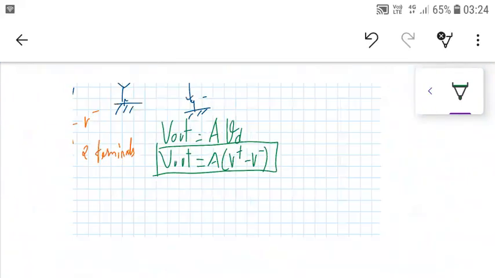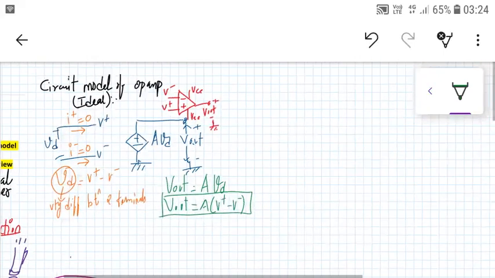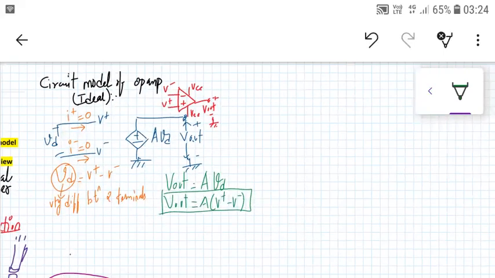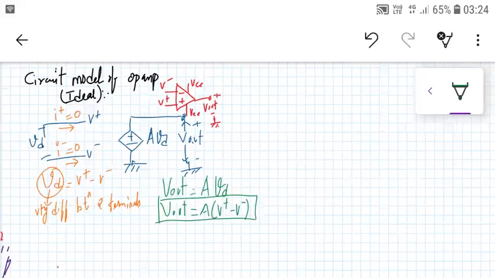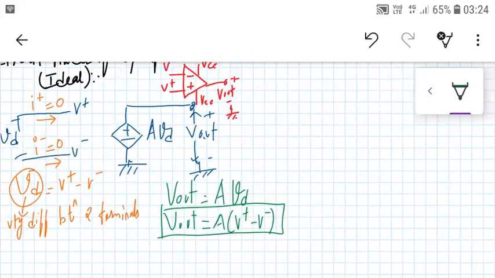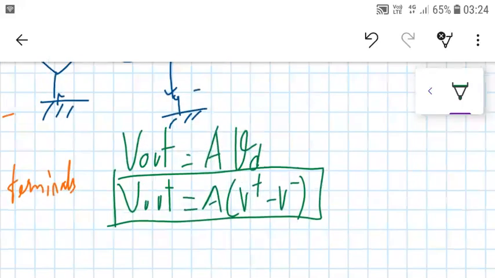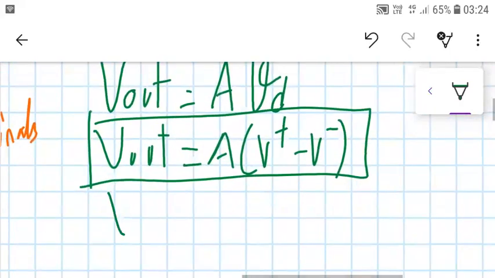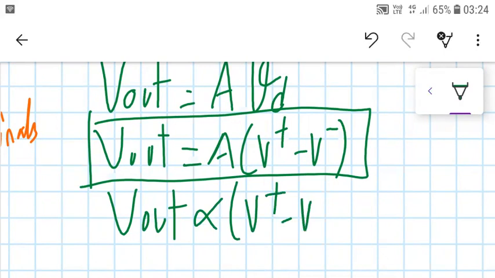So basically, it's quite similar to what we have studied for a differential amplifier. A differential amplifier amplifies the difference between the two inputs, and an operational amplifier is also doing the same. So basically, we can say V out is proportional to V plus minus V minus. So it amplifies the difference between the two input terminals.